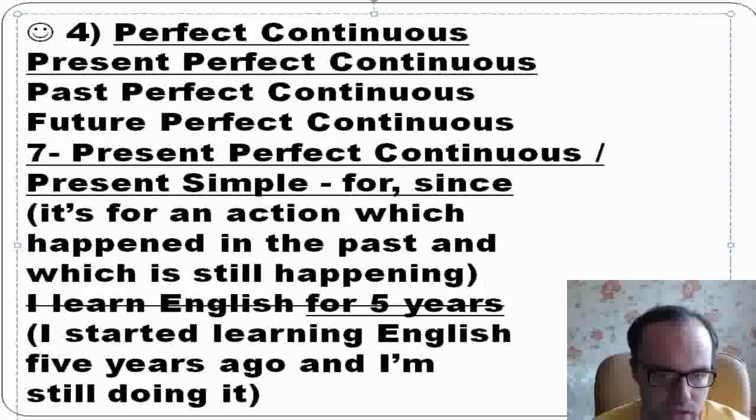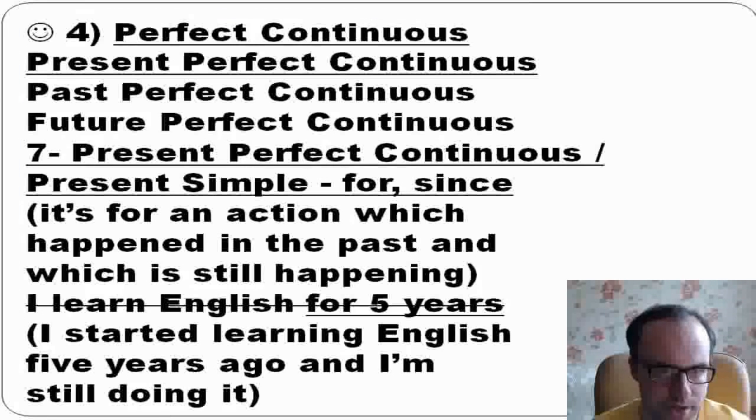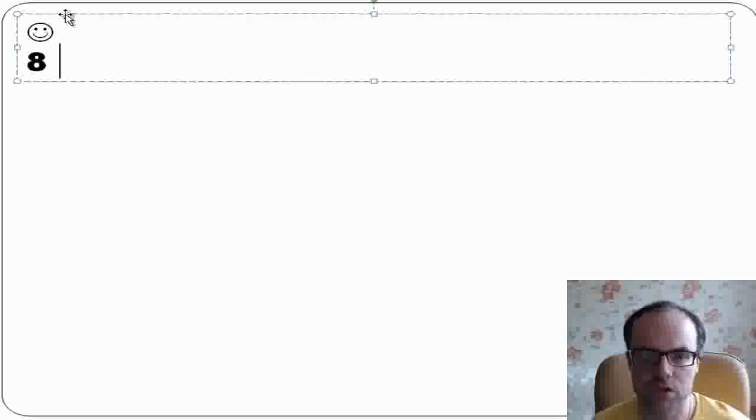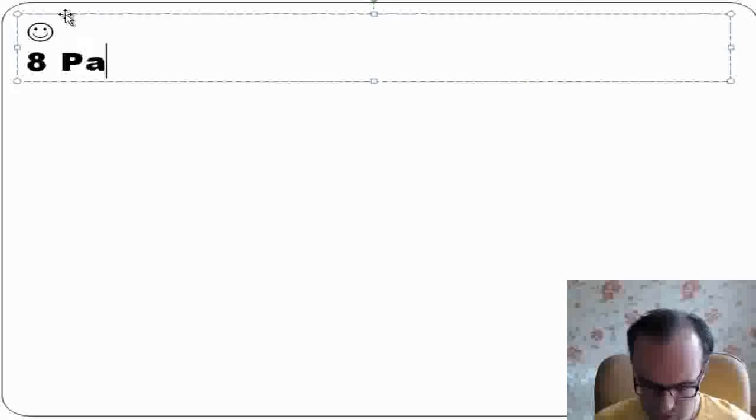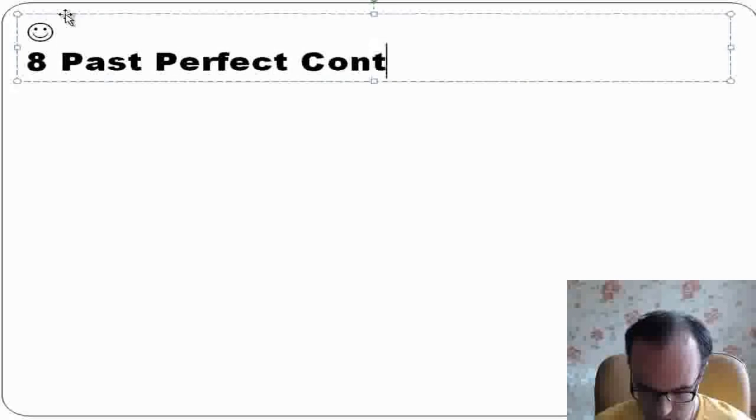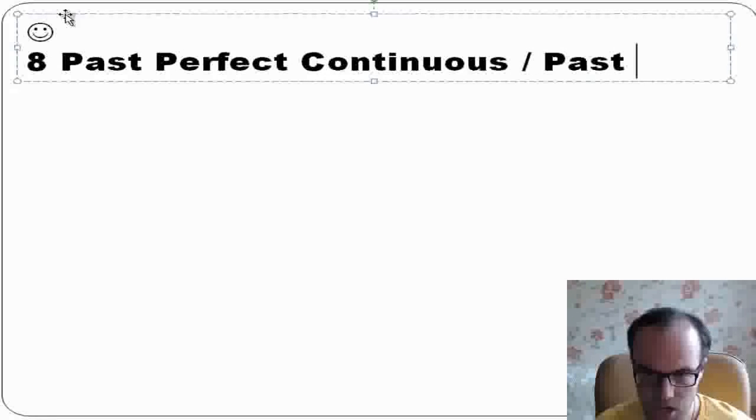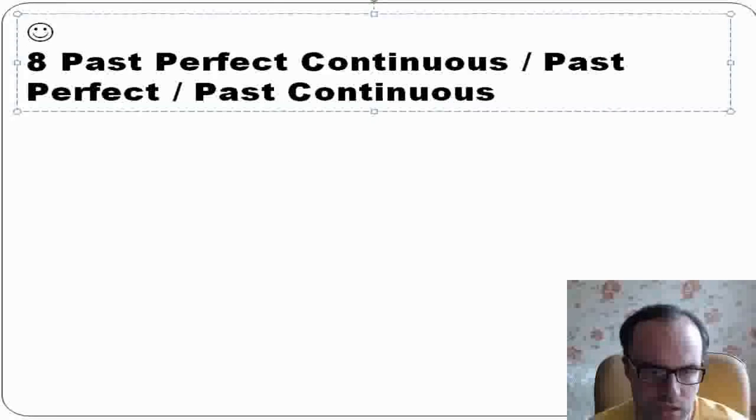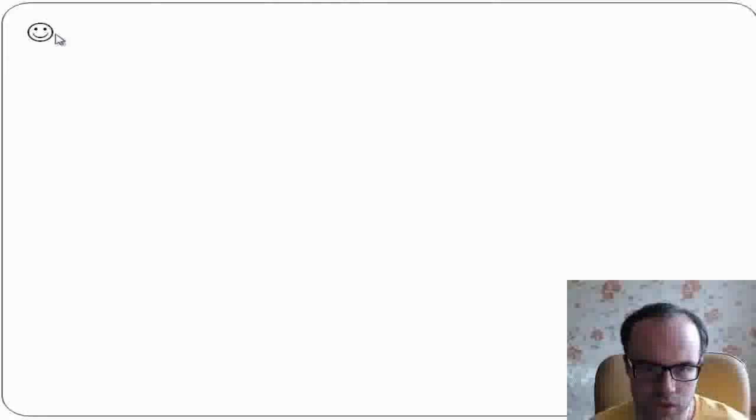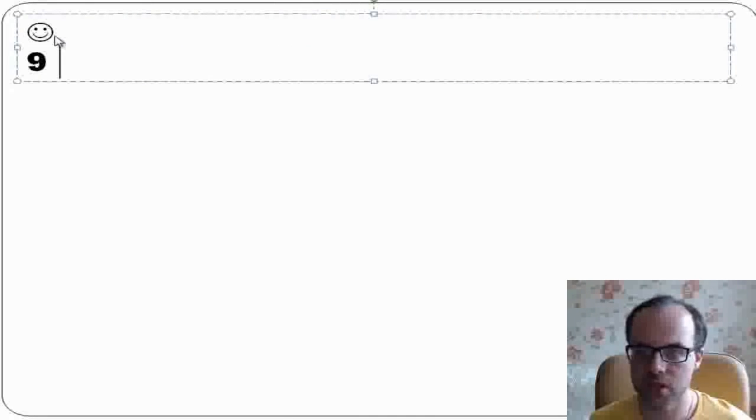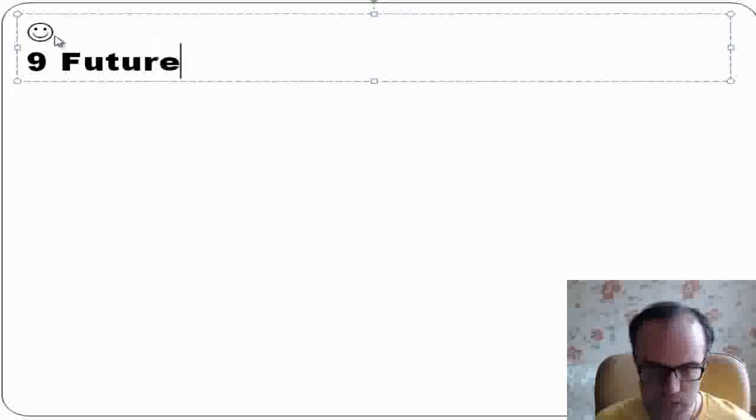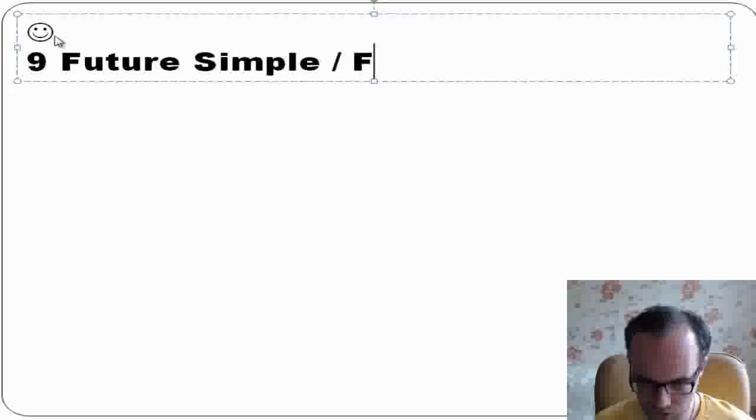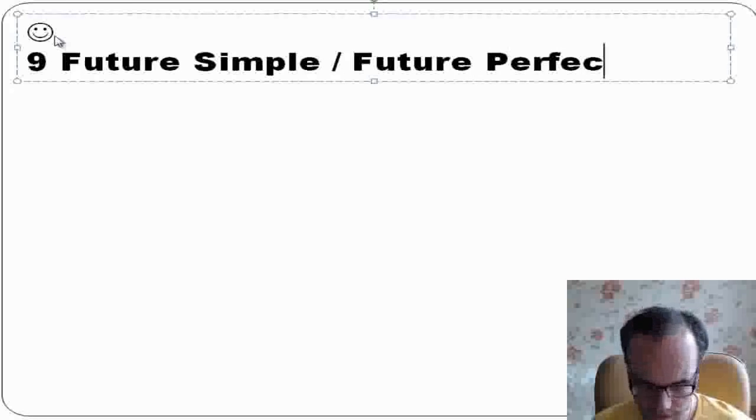Well, and I'd also like to talk about these very important tenses. So past perfect continuous. Let's compare this tense: past perfect continuous, past perfect, and past continuous. So, well, and we also need to talk about, so it's number 9, if I'm not mistaken. So if I'm mistaken, please correct me. So we also need to talk about future simple and future perfect. Okay, so very good, really very good.